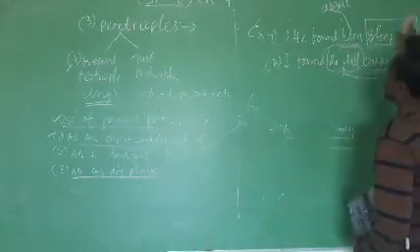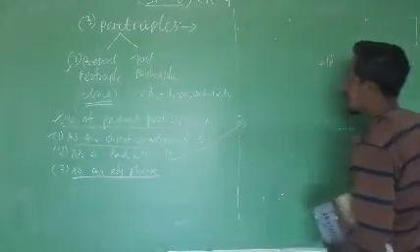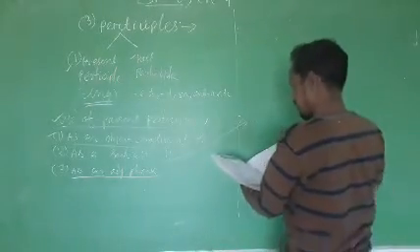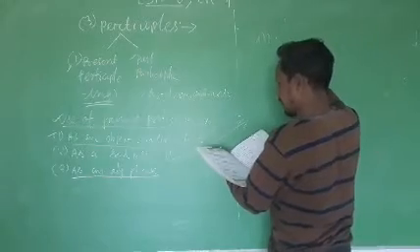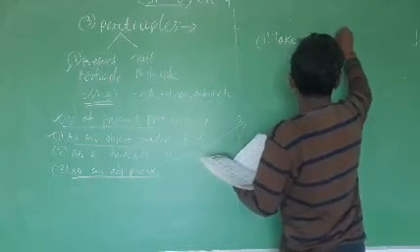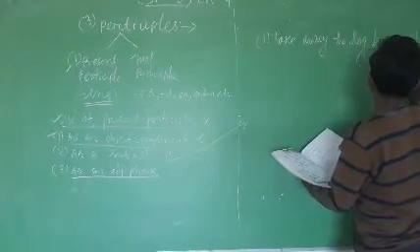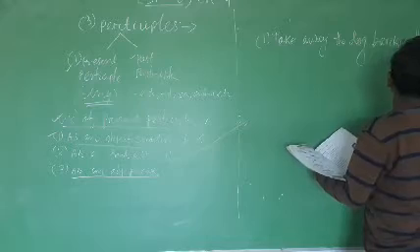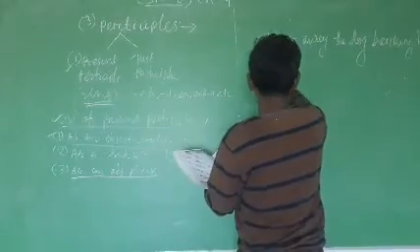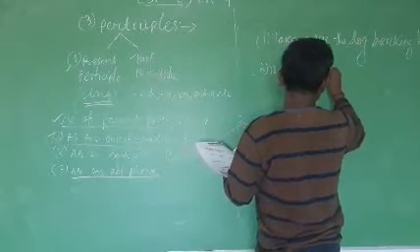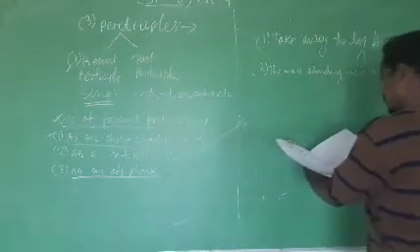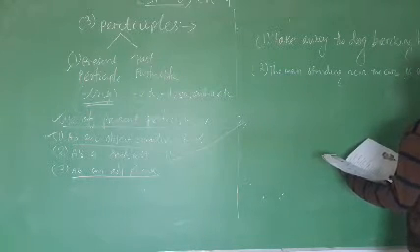Now look at the blackboard very carefully. I will make you understand how it is used in the sentence as an adjective phrase. First, the man said, take away the dog, barking here. Take away the dog, barking here. Look at the second sentence. The man standing near the car is our driver.